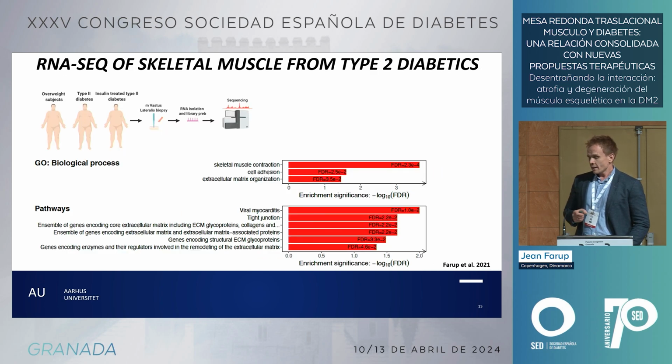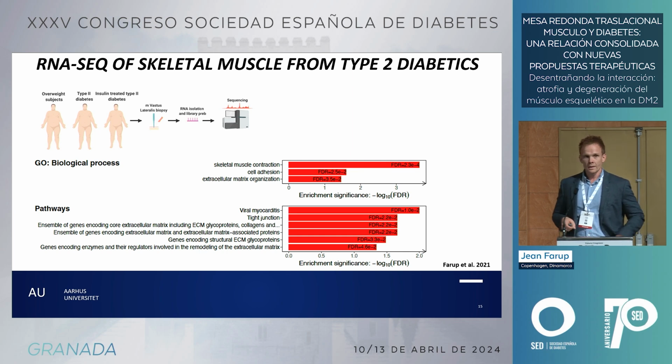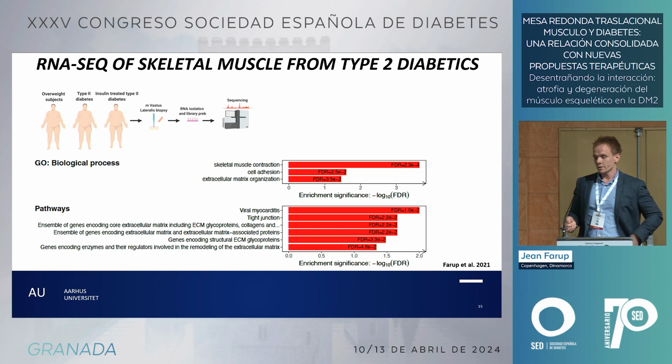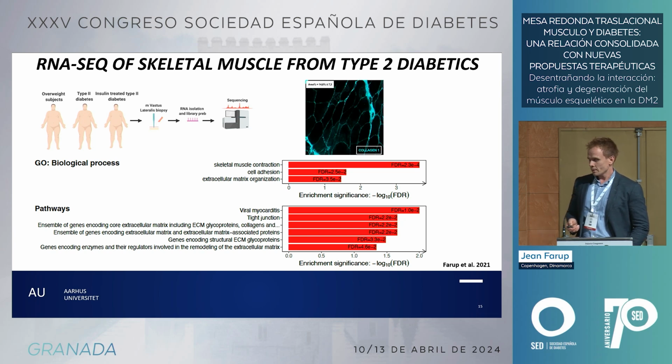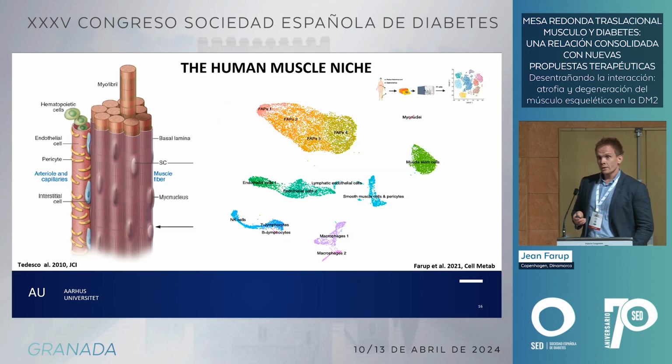So, another aspect that we noted from these RNA-seq data was a marked enrichment in genes related to extracellular matrix formation, which is also a hallmark of muscle degeneration. So to look further into what is going on here, we also quantified the protein content of various collagens, and indeed this is increased in type 2 diabetic patients. So to look further into this, we utilized single-cell RNA-seq to figure out which cell population could be driving this fibrogenic remodeling of the muscle.